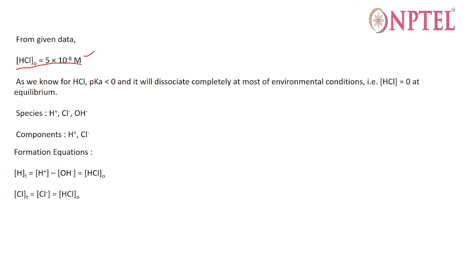Another thing you know is that in case of HCl, the pKa is very low, it's less than 0. So in a normal environmental condition, we can assume that there will be no actual HCl total. It will be 0 at equilibrium. Everything will be dissociated, right? So I can write the species for this particular solution: H plus and Cl minus ion will be there, and OH minus will be present as it's in the water solution.